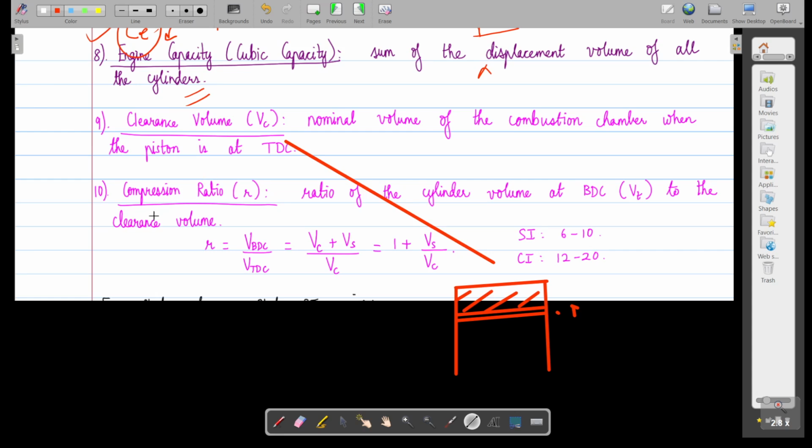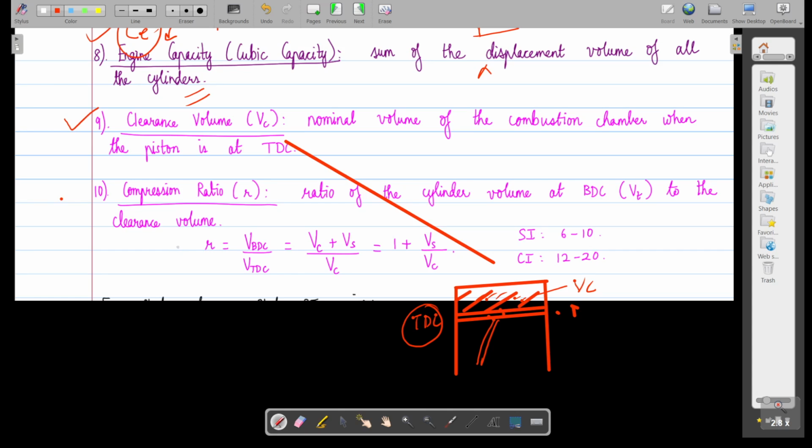Now we go for the next one, the compression ratio. We have understood the clearance volume: the volume of the combustion chamber when the piston is at the top dead center. You can see the piston here. This is the volume of the combustion chamber when the piston is at top dead center, and it is called VC.